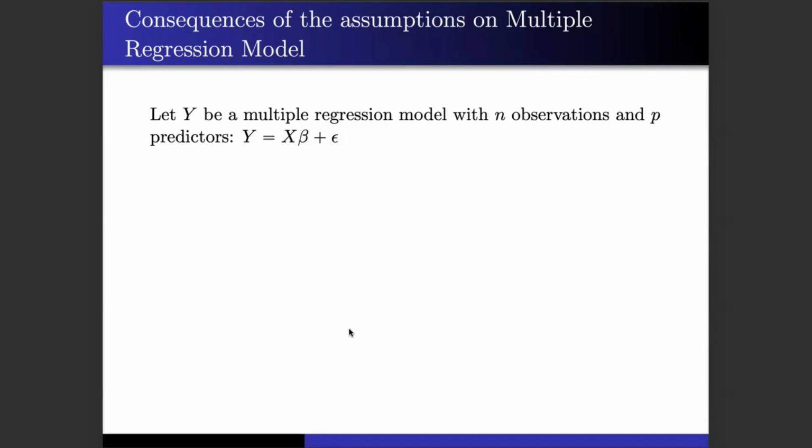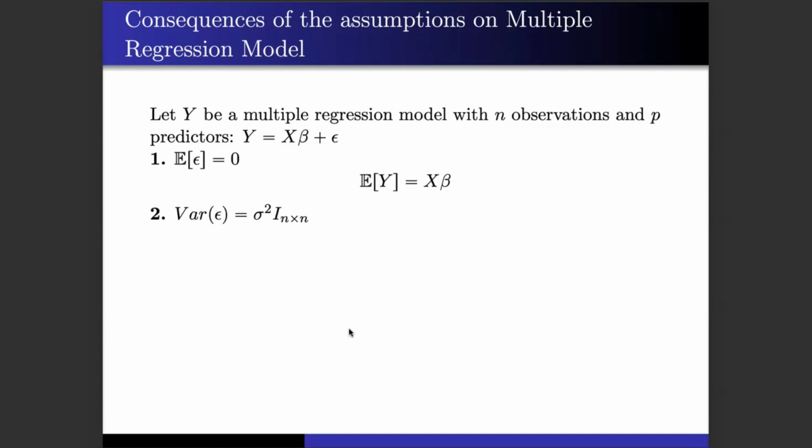Say we have y as a dependent variable with n observations and p predictors, and the model would be y is equal to X beta plus epsilon. If we use the first assumption that expectation of epsilon is equal to 0, its consequence on the dependent variable would be that expectation of that dependent variable is equal to X beta. The second assumption we have on random vector epsilon is that variance of this random vector epsilon is equal to sigma square times identity matrix.